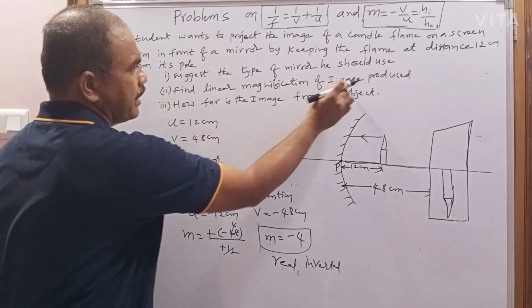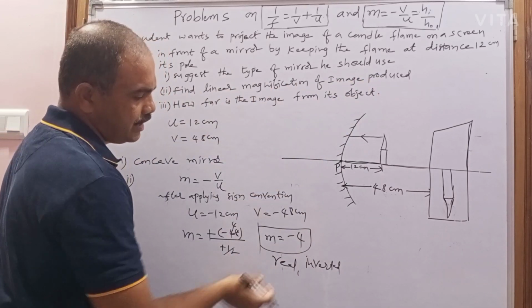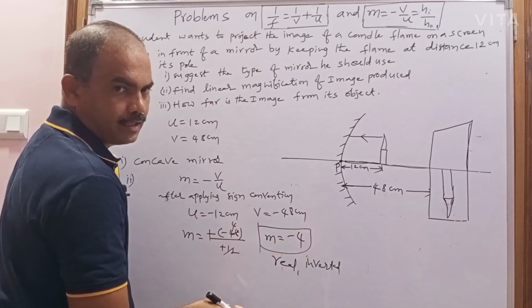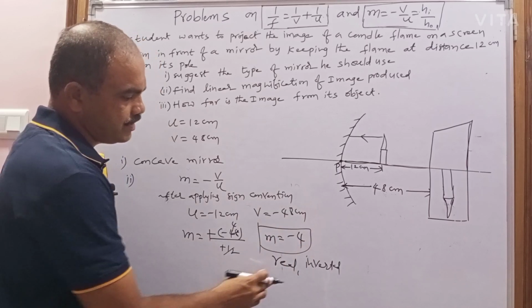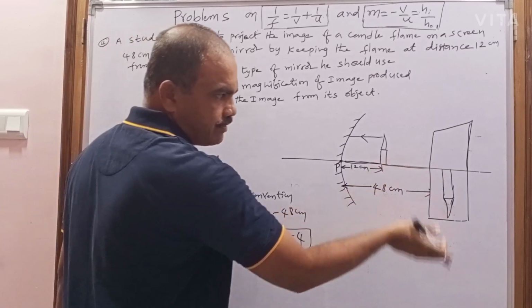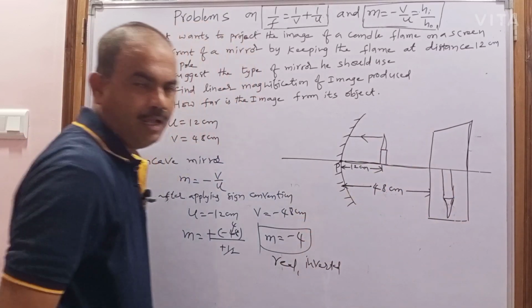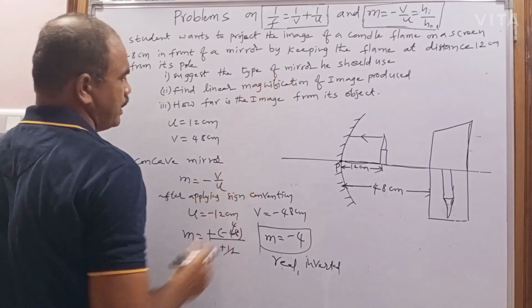Find the linear magnification of the image produced. So how much did we get here? 4, and nothing but the size of the image will be 4 times the size of the object. And which type of image is it? Real and inverted, and the image will be formed below the principal axis. This is about the linear magnification.